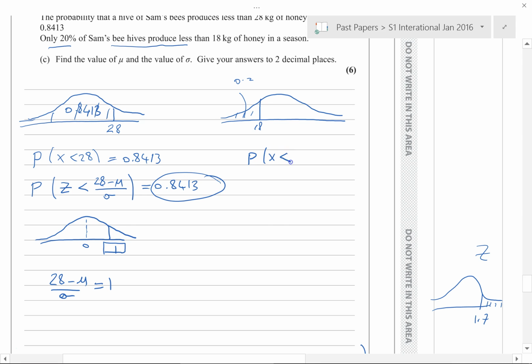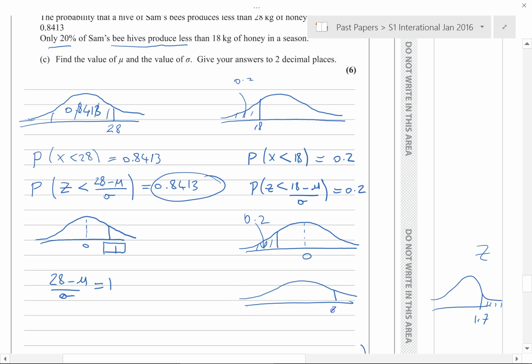Probability that x is less than 18 is equal to 0.2. That means the probability that z is less than 18 take away the mean over the standard deviation is 0.2. Now, as we've said before, we're expecting a negative z value here because we've got a 0 here, so we're expecting negative with this 0.2. Right, so the thing is, we might say it's the same as the positive z value if we've got 0.2 here. So we're basically looking for perhaps 0.8 here.